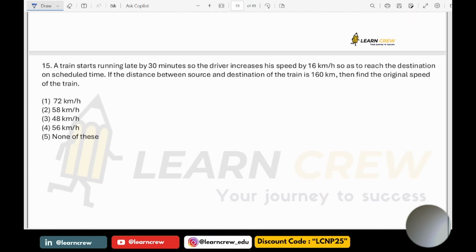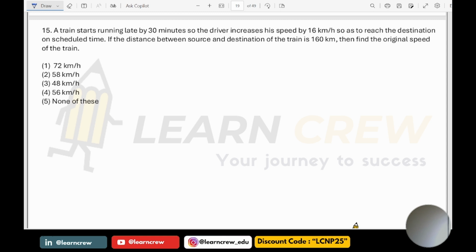Next, question number 15. A train starts running late by 30 minutes. The driver increases his speed by 16 km per hour so as to reach the destination on scheduled time. If the distance between the source and destination of the train is 160 km, then find the original speed of the train. So if the original speed of the train is x, then 160 by x minus 160 by x plus 16 is going to be 30 minutes late, meaning half an hour.